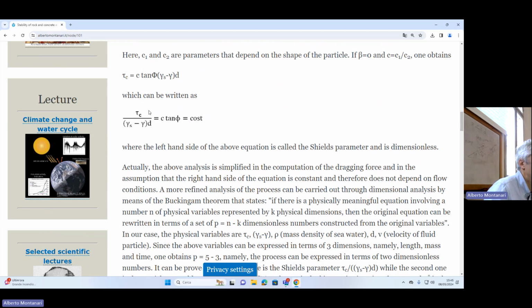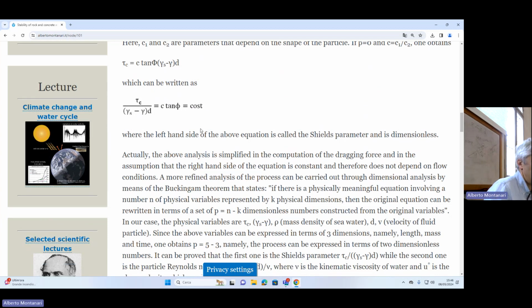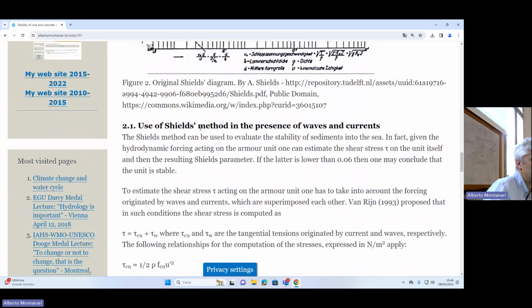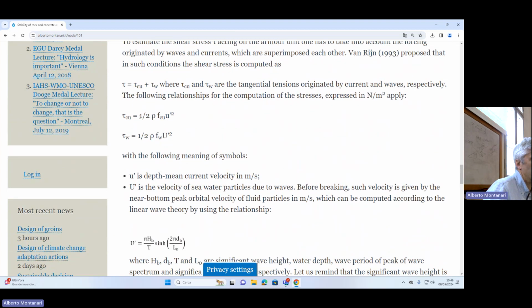But there is a but. First of all, how can we compute our value of tau, the value that corresponds to our waves? Because if we want to check the value of this ratio and compare it with 0.047, we have to get a value for tau. Okay, so tau is given by two components, tau of currents and tau of waves. Let's forget about these relationships. Let's just look at their meaning.